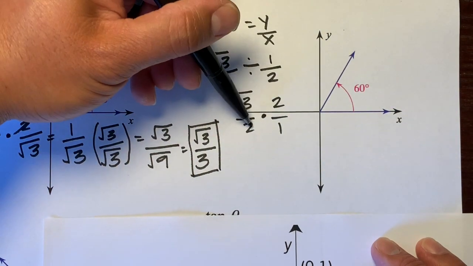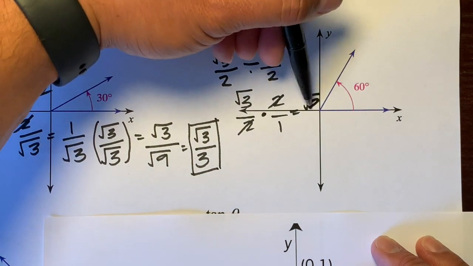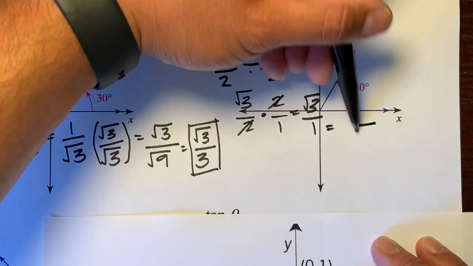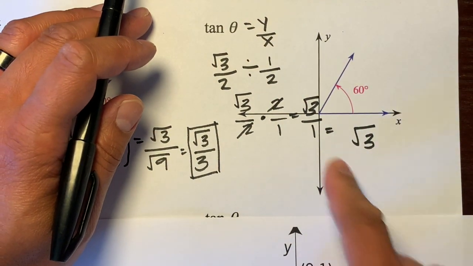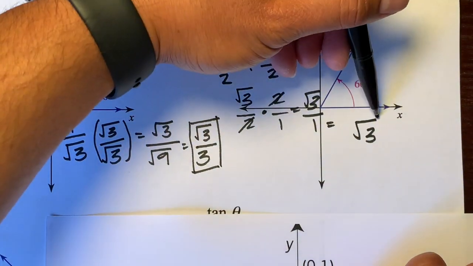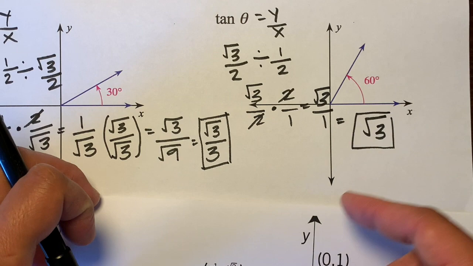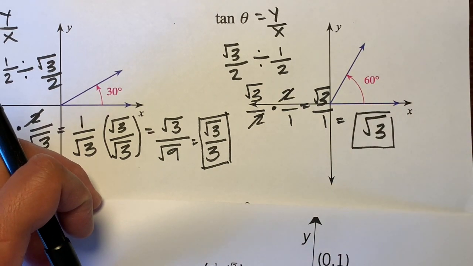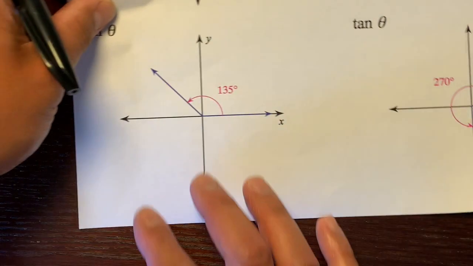Okay, and these 2's cancel out, and we're left with radical 3 over 1, which is just radical 3. Right, you can have a radical 3 in the numerator, so that's fine. So there is your final answer. We don't have to do any converting or changing like in the previous problem. So there's the tangent of 60. Okay, let's do another problem.